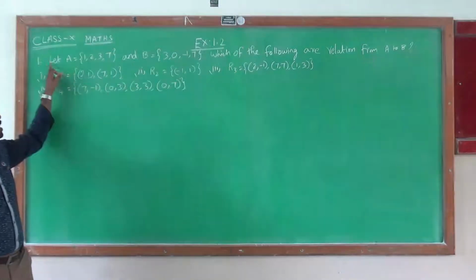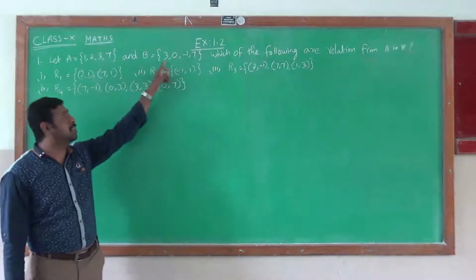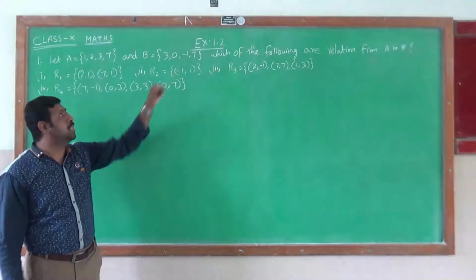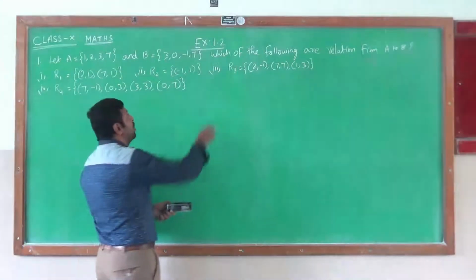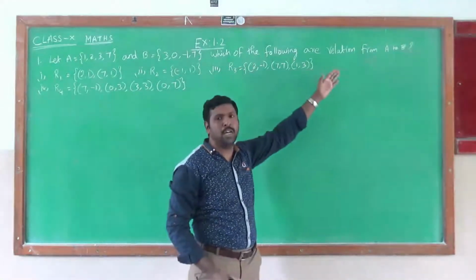Hi students, exercise number 1.2. Question number 1. Let A be the set given as 1, 2, 3, 7 and B is the set given as 3, 0, minus 1 and 7. Now our question is, which of the following are relations from A to B?